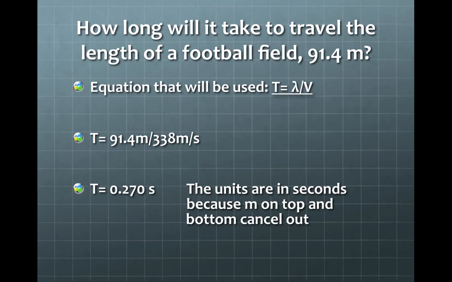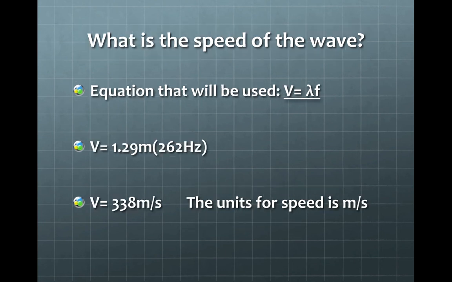The next problem we have is how long will it take to travel the length of a football field that is 91.4 meters long? The equation that we will be using is t equals lambda over v. T is the time, lambda is the wavelength, and v is the velocity or speed that we got before, which is the 338 meters per second.